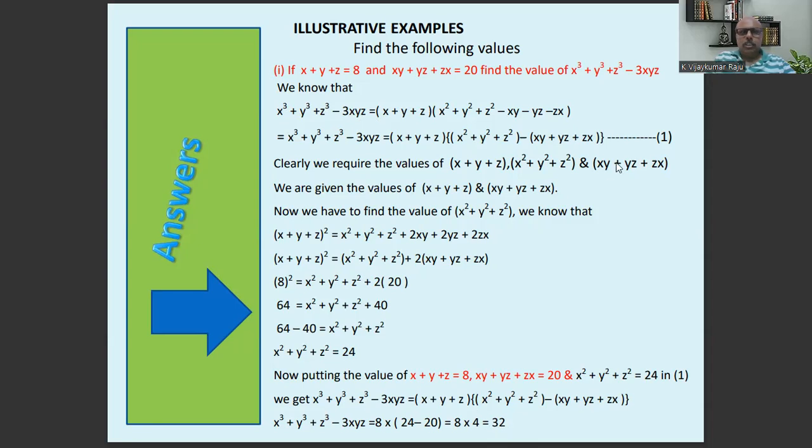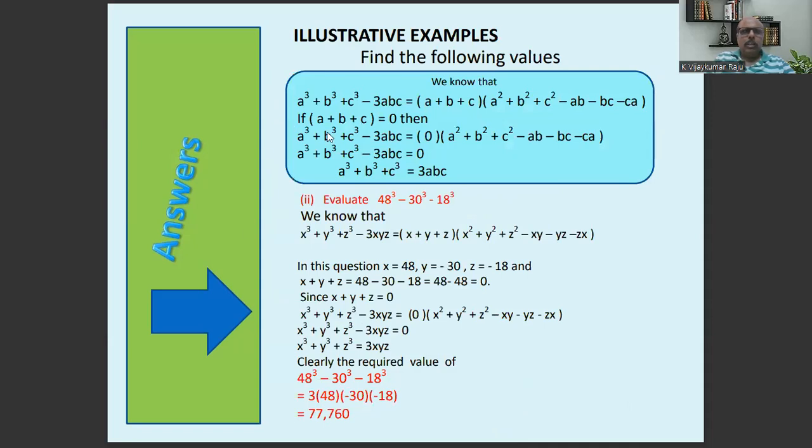Hope you have understood it. You can just go through it once more, things will be clear. Try to solve it on your own. When you try to solve on your own, then you will really understand how it is to be done. One more example.